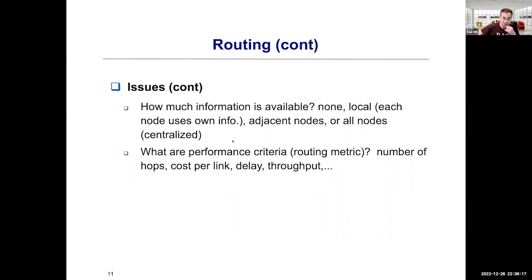So what are the performance criteria? Number of hops: how many hops? Is there a hop limitation? Is there a cost per link? Do you want the least cost? How much is the delay, throughput, and things like that.